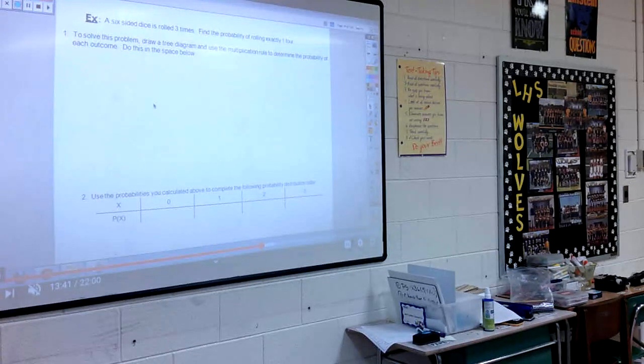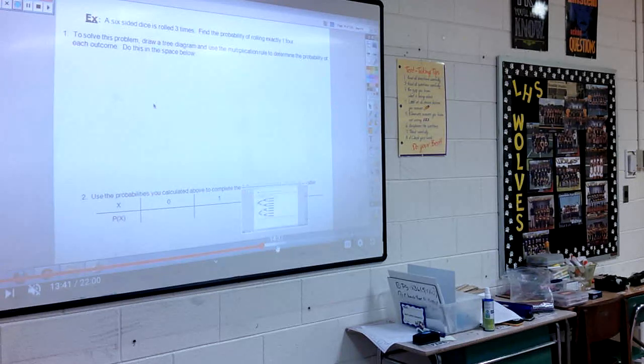So rolling a 4 is going to be our success. And if we roll anything else, so 1, 2, 3, 5, or 6, that would be a failure. And we want to find the probability of rolling no 4s, the probability of rolling just one 4, the probability of rolling 2 4s, and the probability of all 3 being 4s.